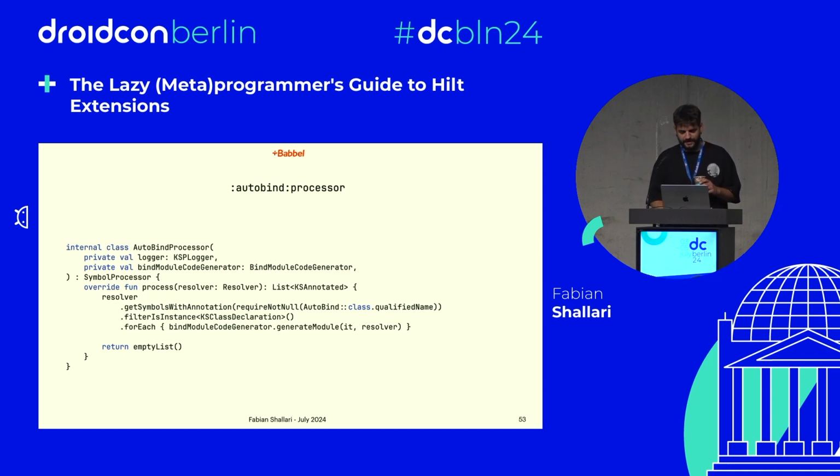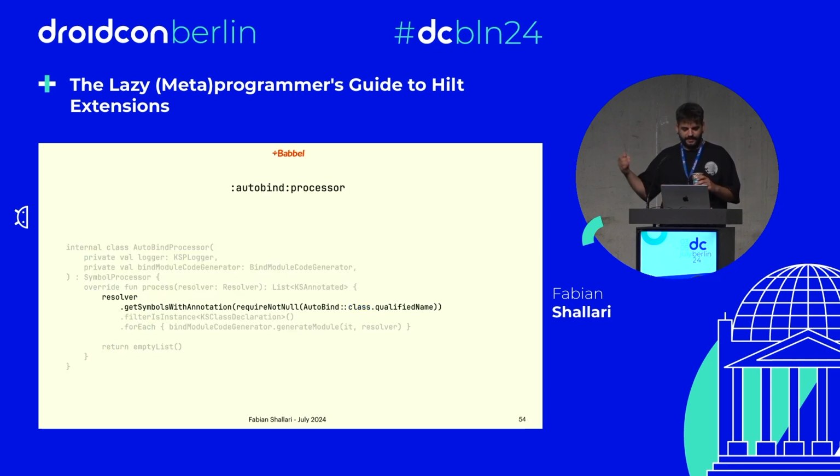This method takes a resolver type. With this resolver type, you can do things like look up all the declarations in the code base which are annotated with out-of-bind. Then we do a little validation step. We make sure that everything that is not a class annotated with out-of-bind is filtered out. So maybe someone annotates an interface. We don't know. This is just a simple validation step.